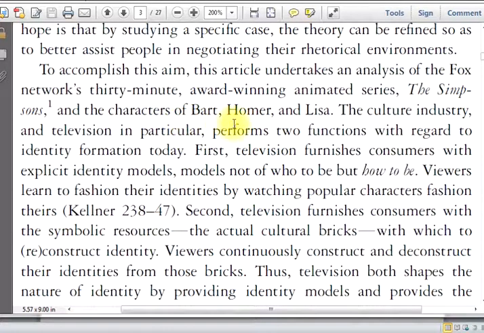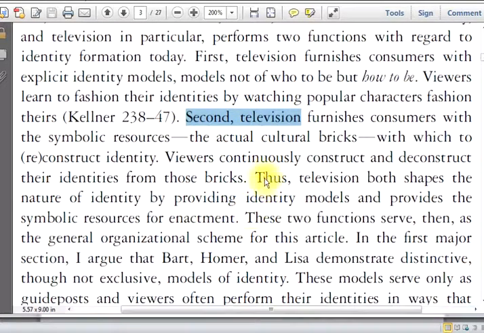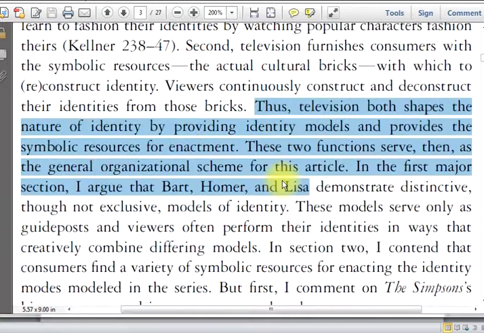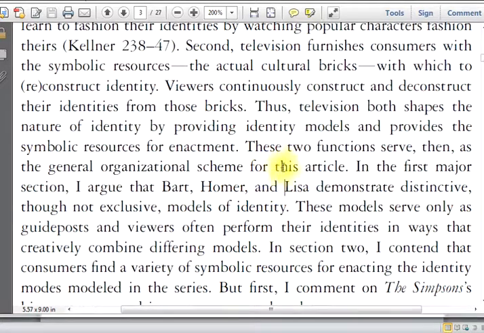And you can see that here's language here. You know, the culture industry performs two functions. First, this. Second, this. So you're getting some of the main points just outlined here. All right. So when you hear a thus, this is sort of concluding those points. This is another main point, or a summary of those points. Okay, these two functions serve then as a general organization scheme for this article. Great. Now I see a statement that's going to give me the plan of the article.